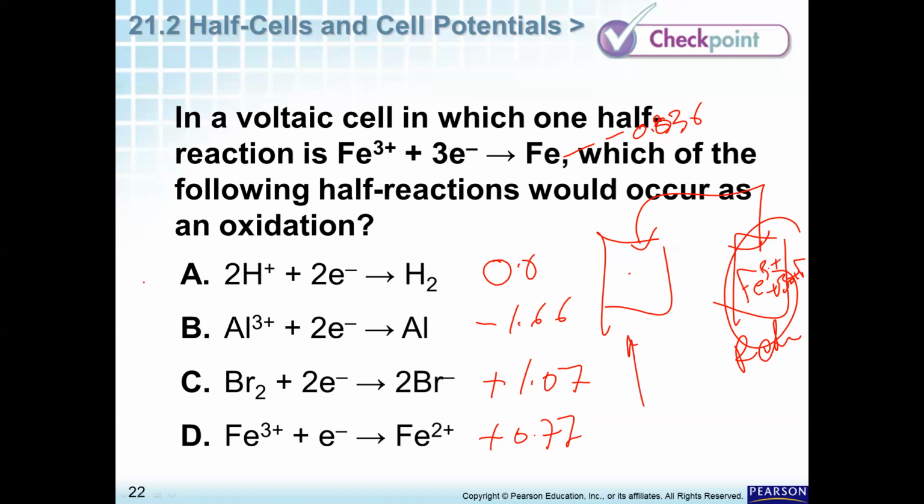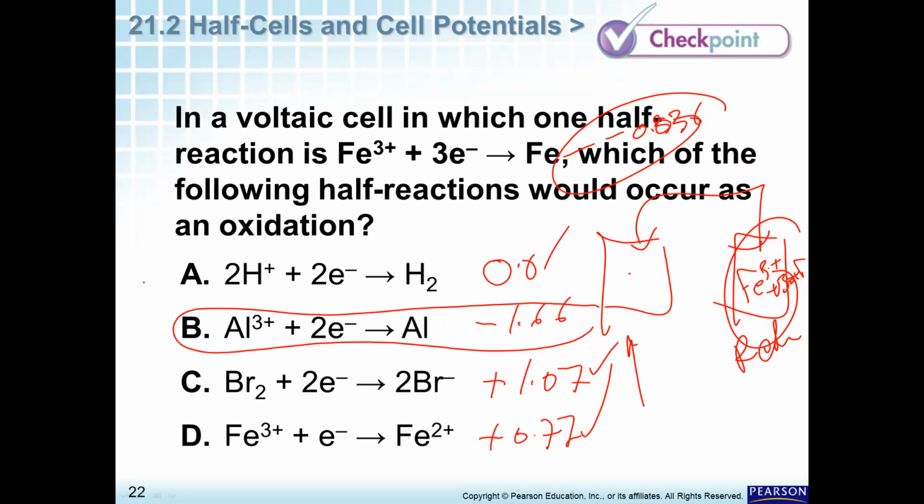For it to be oxidation, it must be more negative. Right? Because the iron is here. Anything like this, A and C and D, including the hydrogen, all of them are more positive than that. More positive means reduction. We want it to be oxidation, so it has to be more negative. That's why the answer is B. Hadil, right? It's not just the lowest. It has a negative. Oxidation means negative.